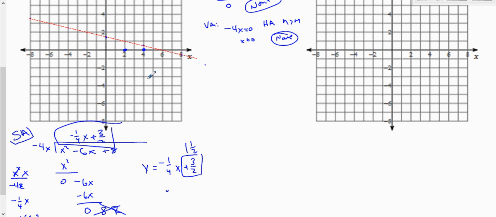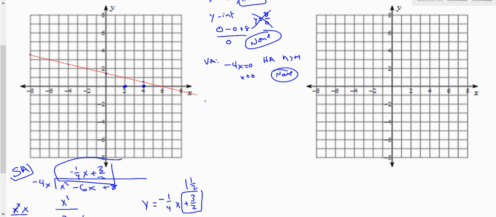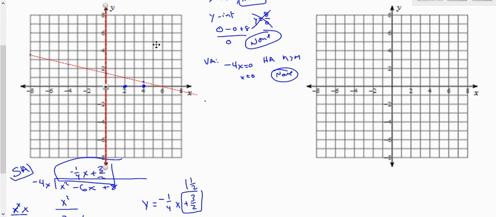Okay, my vertical asymptote was at x equals 0. I'm going to make that line a little bit thicker. Well, I don't need to. I think we'll still see it. Yeah, barely. Okay, so let's go ahead and make that a little bit thicker. Okay, and maybe I can make this one thicker as well.